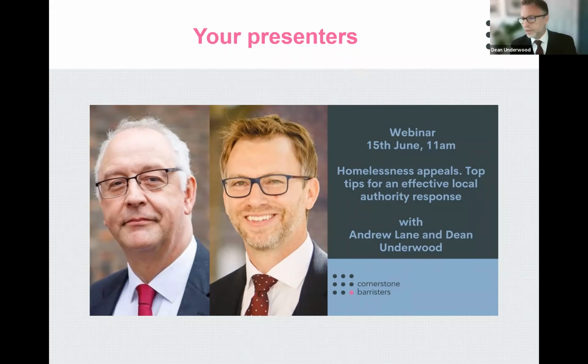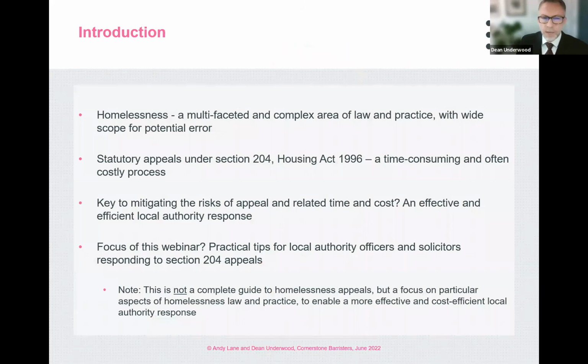Well, as many of you will know, homelessness is a multifaceted and indeed complex area of law and practice. There are, in any case, numerous issues for any review officer to consider, whether that be homelessness, eligibility, priority need, intentionality, suitability, to name but a few, each of course with its own body of law. And so there is consequently considerable scope for potential error.